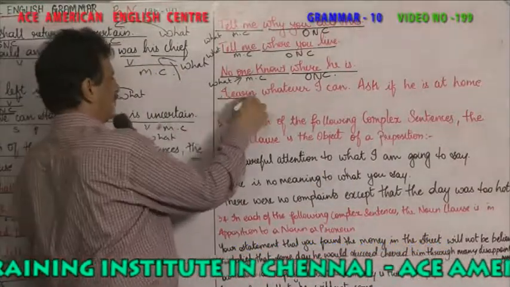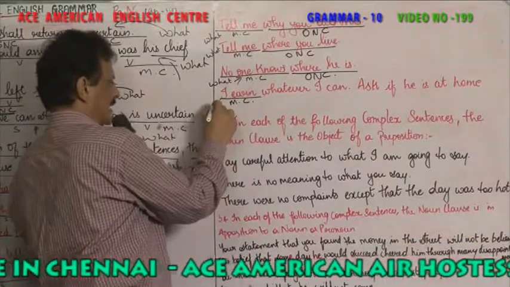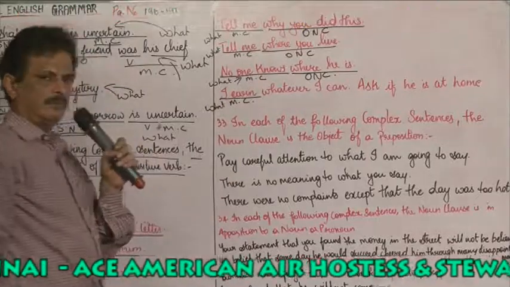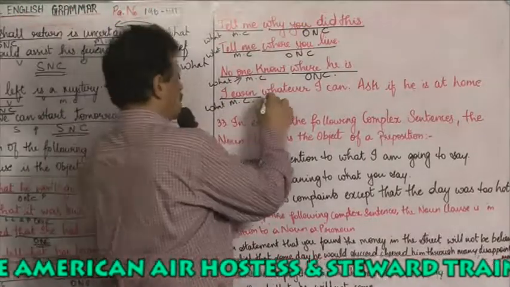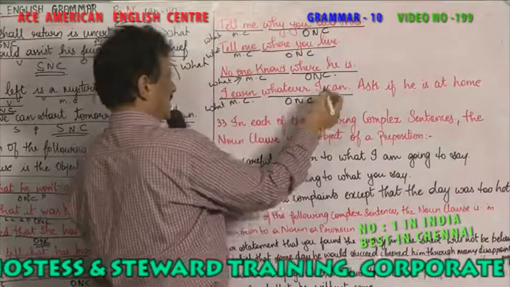I yearn. It gives a full meaning. So subject and predicate are there. So it is the main clause. Full meaning sentence. You ask a question: what do I yearn? Whatever I can. So whatever I can becomes an object. It is a noun. It is a clause.